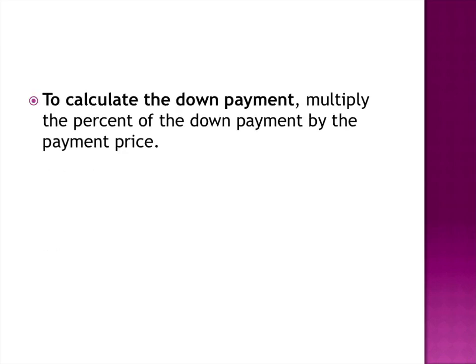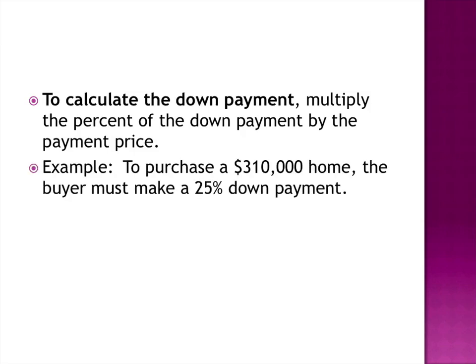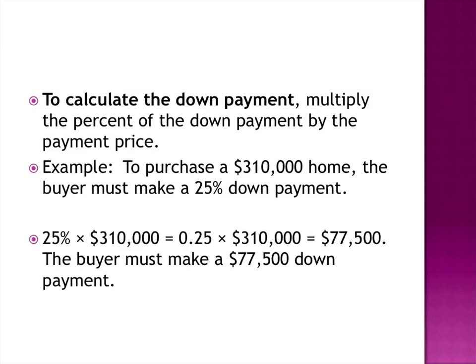Now, to calculate the down payment, you want to multiply the percent of the down payment by the purchase price. So an example says to purchase a $310,000 home, the buyer must make a 25% down payment. So what you do is you just multiply 25% times 310,000, so we change it to a decimal, and so the down payment is $77,500.